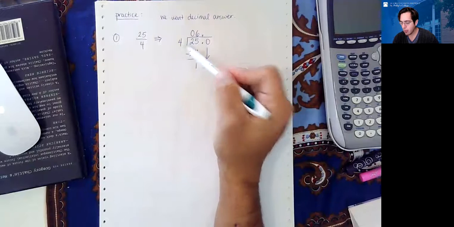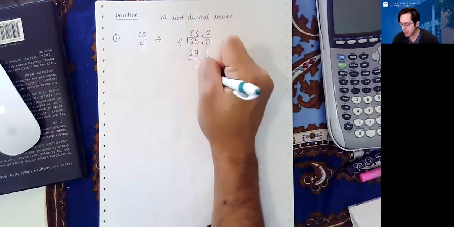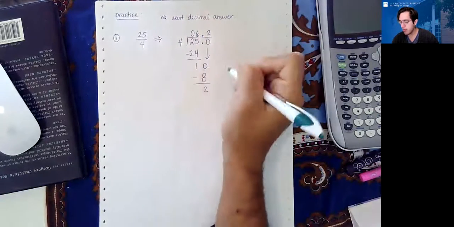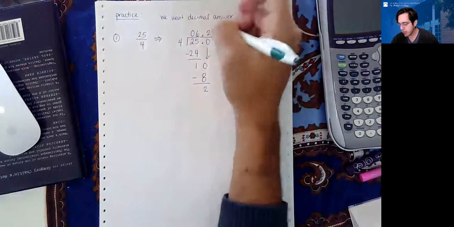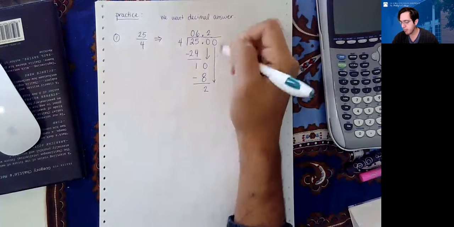Okay, so 4 goes into 10 twice. 2 times 4 is 8. We can subtract that, get a 2. But we still have a remainder. So let's go ahead and throw another 0 in the mix. We'll drop down that 0.